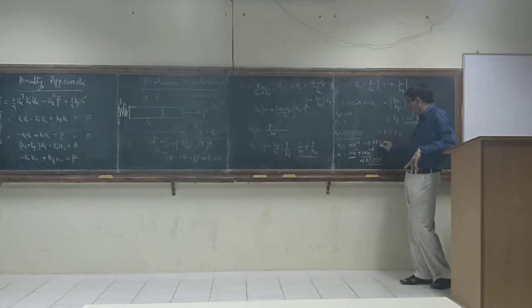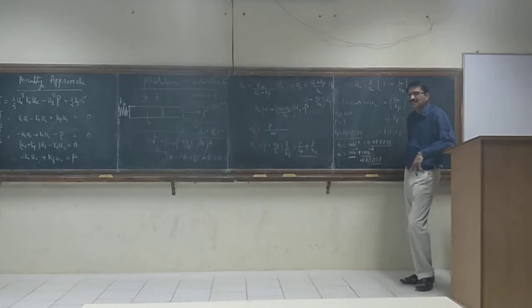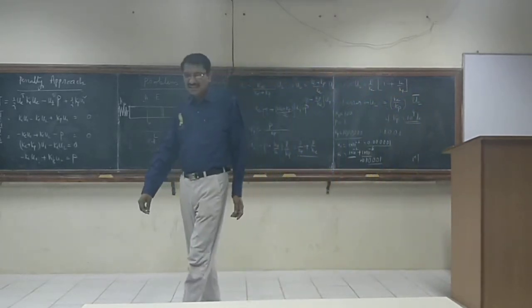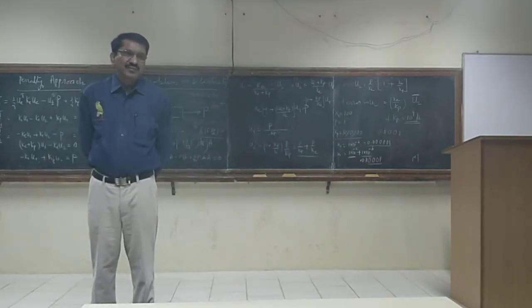So actually, this is the error we are getting in U1. In place of 0, we are getting this. In place of 0.01, we are getting this. And this is even comparable to the truncation errors, much less than the truncation errors that we encounter in our computations. So that's the reason why this penalty approach is widely used.